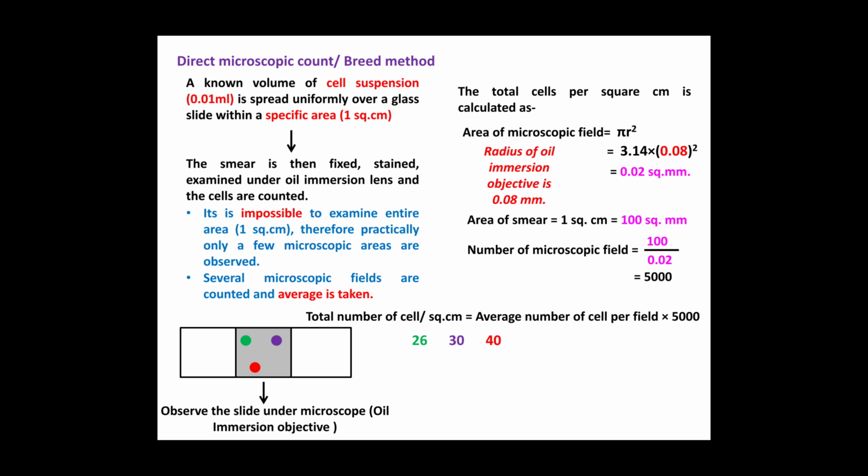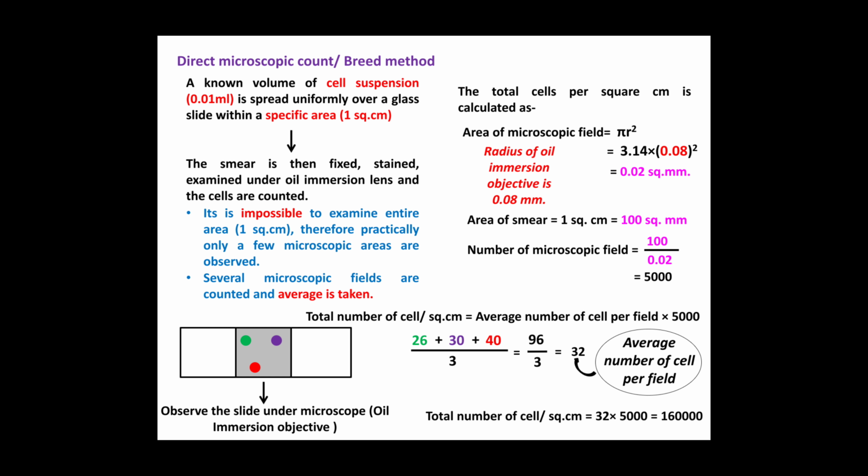So I am taking the average now. The average is 32. 32 is the average number of cells per microscopic field. Now just put this value in the above formula and we will get the total number of cells per square centimeter. The total number of cells per square centimeter is equal to 1,60,000. So this is the direct microscopic count or Breed method.